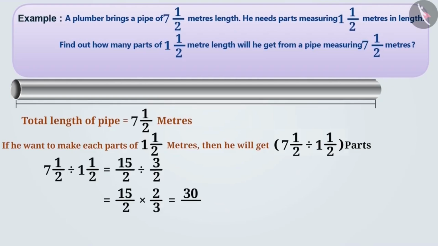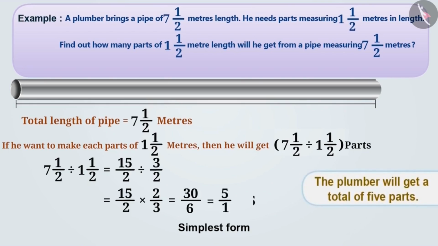Then we simplify it. Here, if we divide the numerator by the denominator, we get the simplest form as 5 by 1, that is 5. So we can say that the plumber will get 5 parts in total.